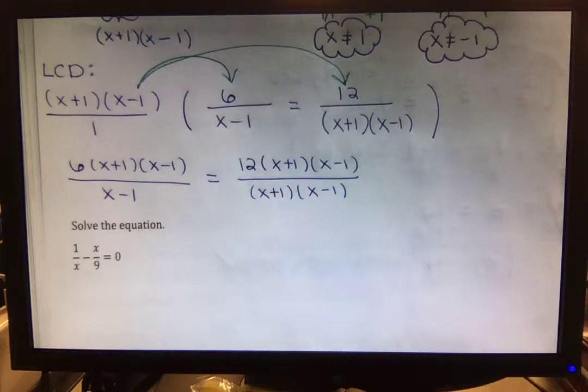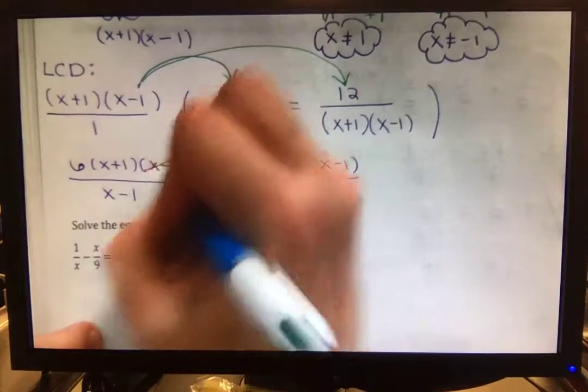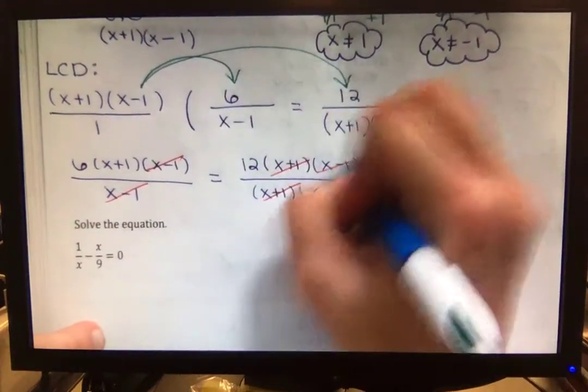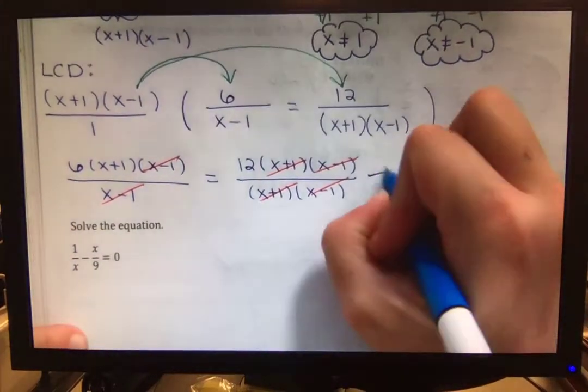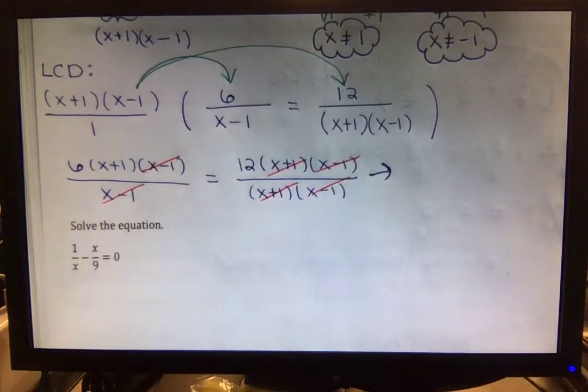My favorite part, what factors can cancel? X plus 1, x minus 1, the other x minus 1. So what's left over on top? 6 times x plus 1 equals 12.